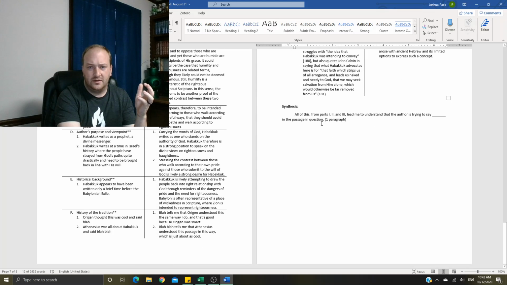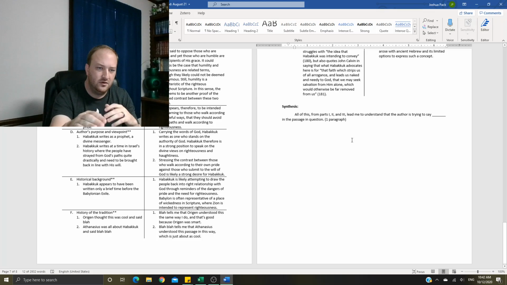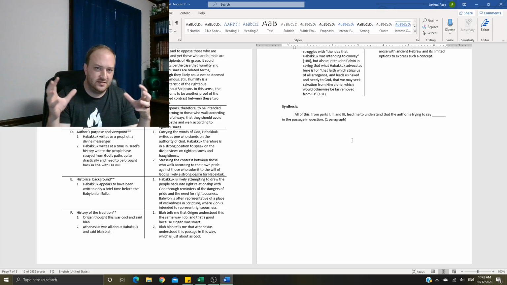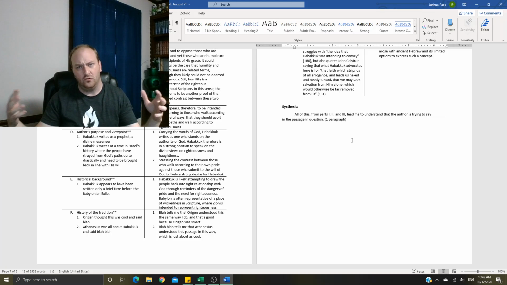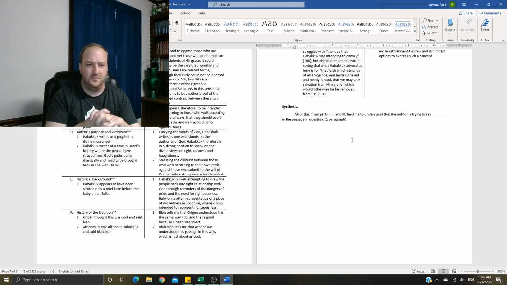And then finally, you want to look at the synthesis. After you have gone through and given all of your points of evidence and what you think they mean, you want to synthesize all of that information into a single paragraph. Basically, and this is from parts 1, 2, and 3, so from your entire biblical interpretation assignment, give me about a paragraph or two. I don't necessarily think you have to be that brief with it if you need to get into more detail. But based on all of this work that I've done, this is what I think this passage is trying to say. And this is what I think the answer to this question is.